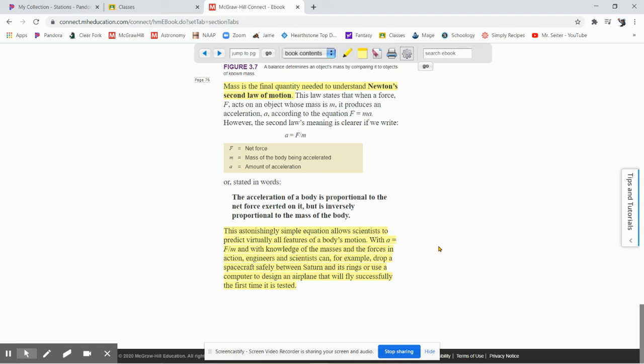This astonishingly simple equation allows scientists to predict virtually all features of a body's motion, with a equals F divided by m, and with knowledge of the masses and the forces in action. Engineers and scientists can, for example, drop a spacecraft safely between Saturn and its rings, or use a computer to design an airplane that will fly successfully the first time it is tested.